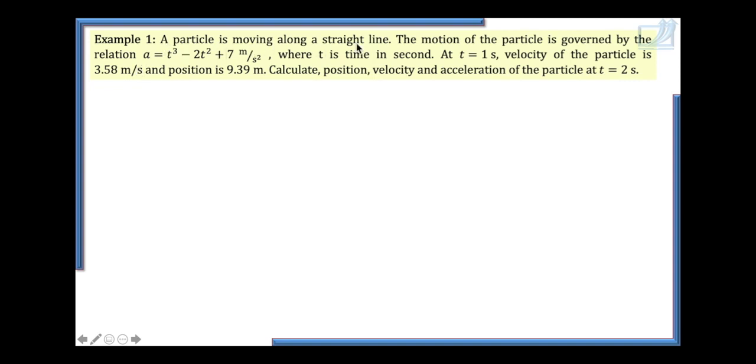A particle is moving along a straight line, that is rectilinear motion. The motion of the particle is governed by the relation a equals t cubed minus 2t squared plus 7 meters per second squared. Here the acceleration time relation is given. So we know how to proceed: replace acceleration by dv by dt and integrate it. Okay, where t is time in seconds.